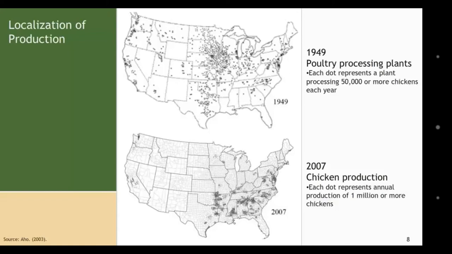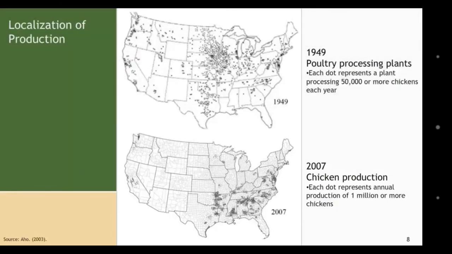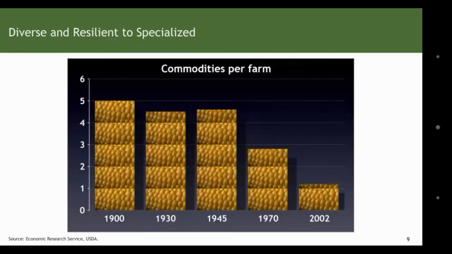We've had tremendous consolidation of poultry production and poultry processing in what is now called the broiler belt, running from East Texas through the south on up to the Delmarva Peninsula and mid-Atlantic coast. The concentration of farms in larger and larger operations distributed in narrower and narrower sections of the country has also been accompanied by a shift from diverse and resilient to highly specialized.